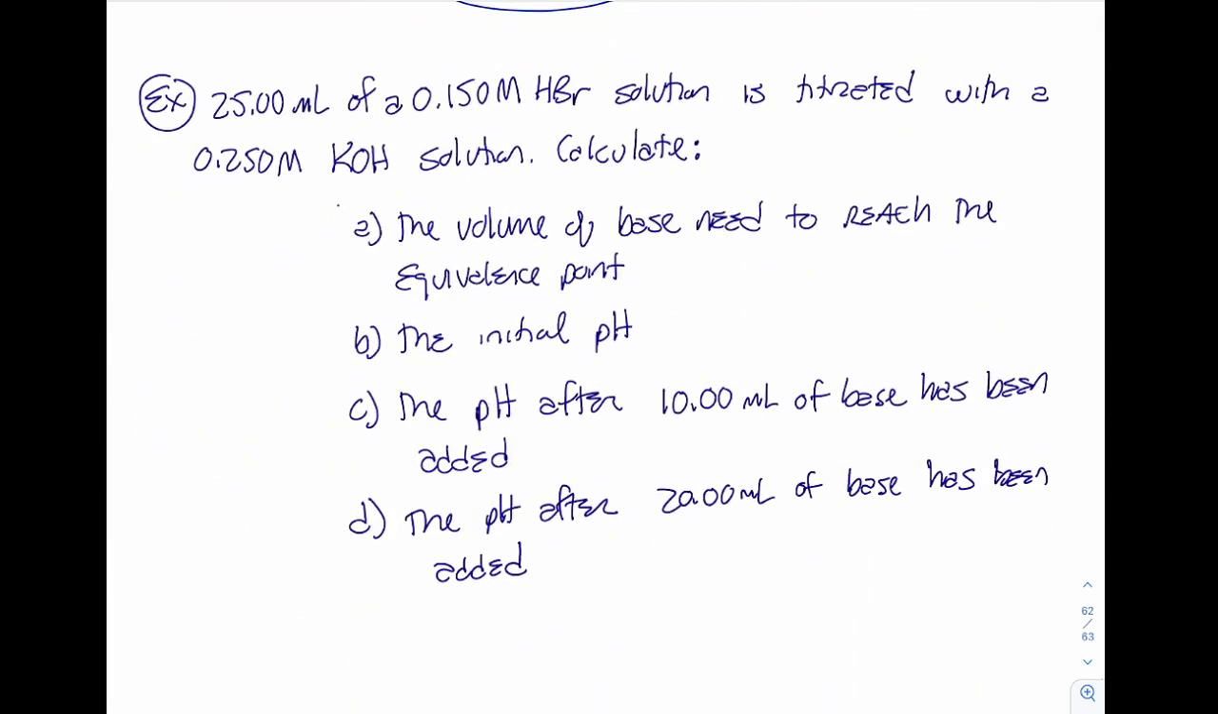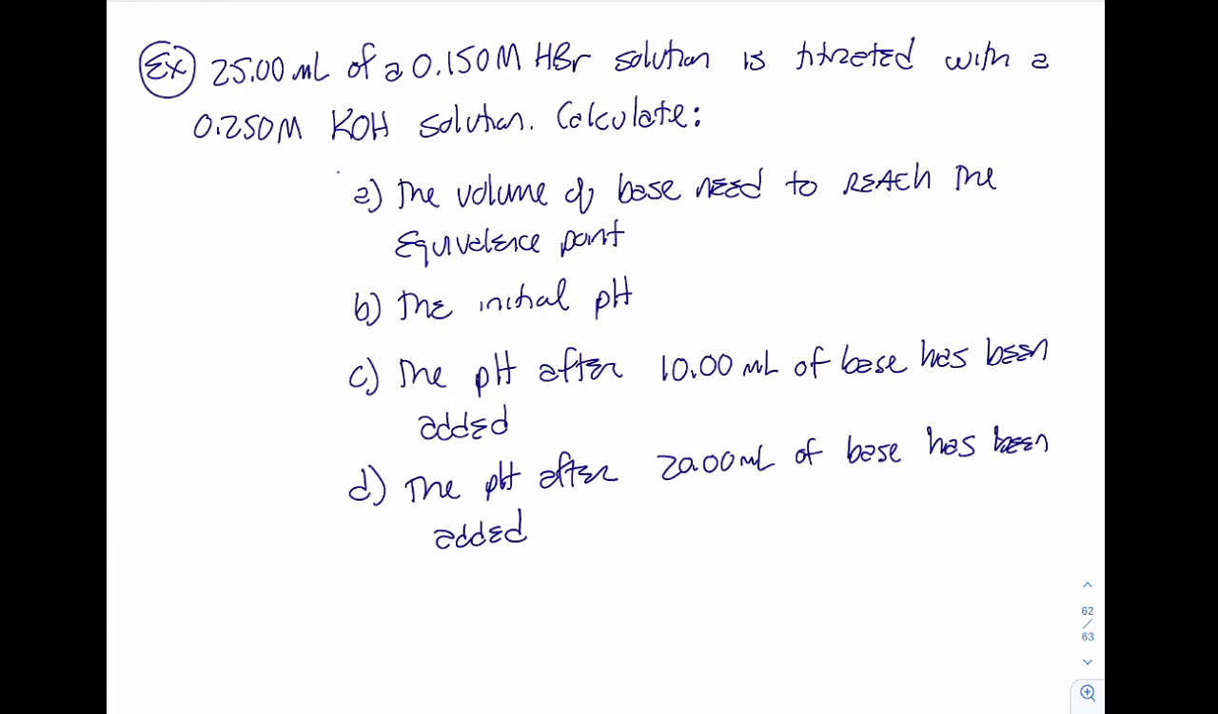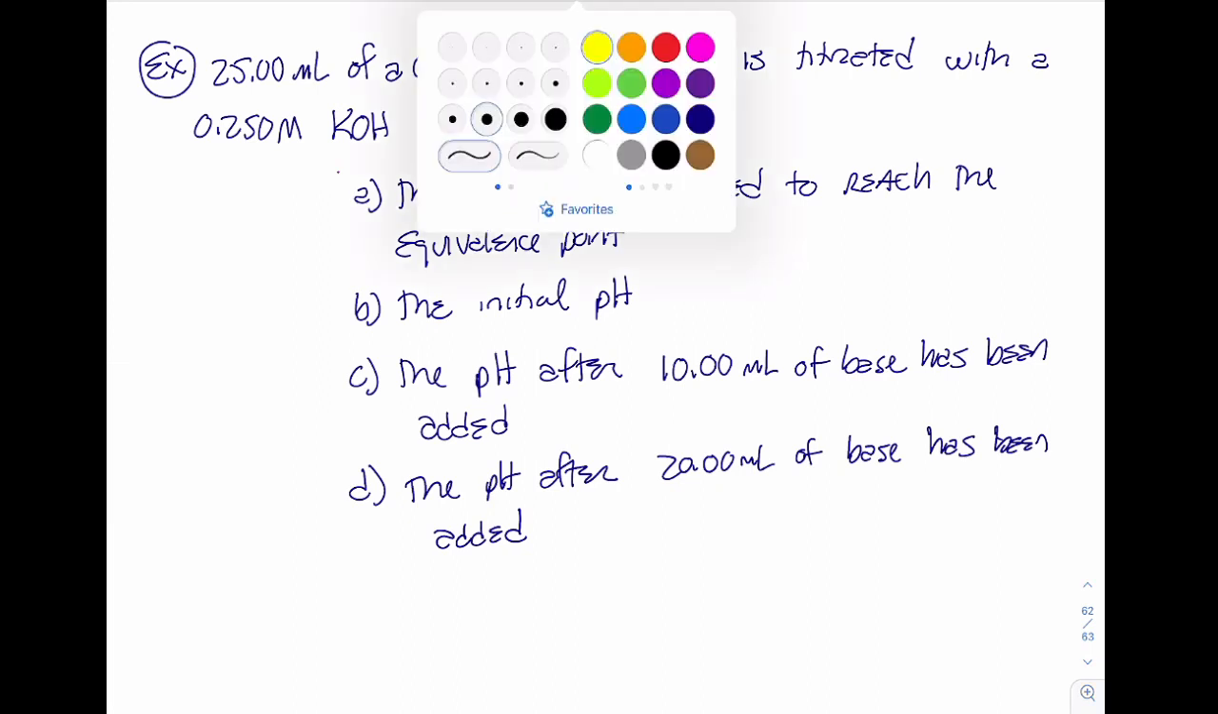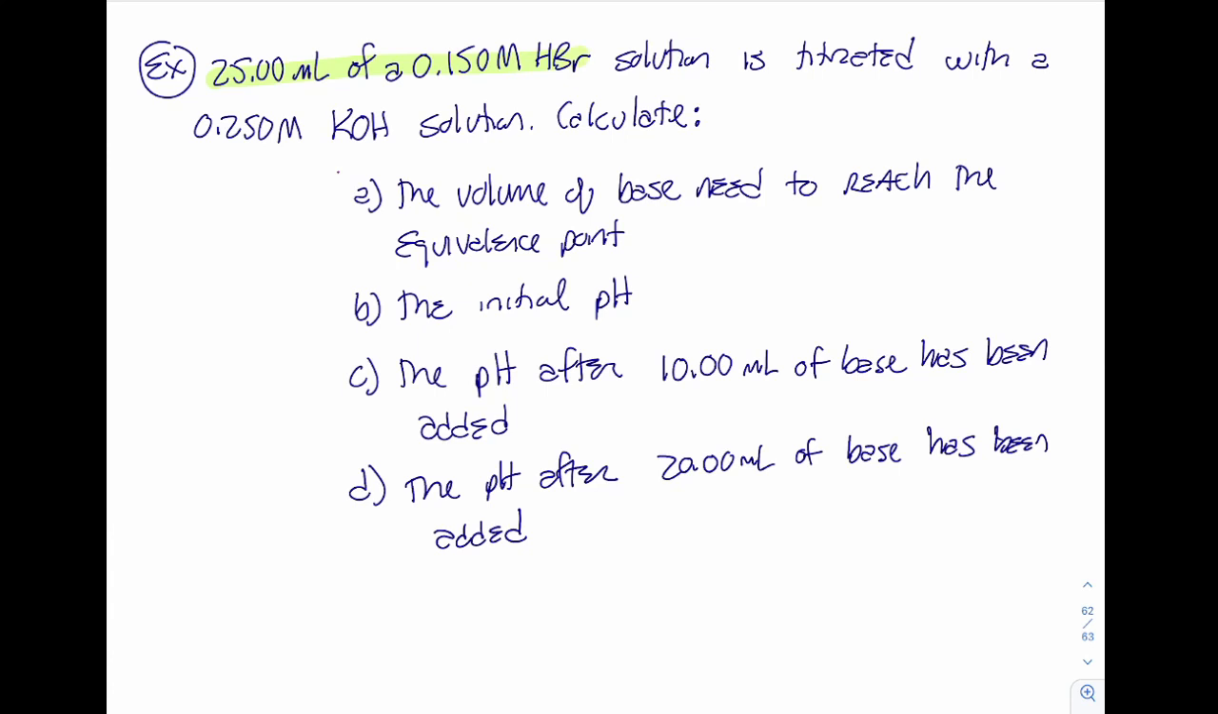I have another example for us. This one I already have written down. So same idea, please hit pause, write the problem down, work through the problem on your own, and then when you're done with that, hit play again so you can check your work. All right, so hopefully you guys did that. So this time I have 25 milliliters of a 0.150 molar hydrobromic acid solution, and we're titrating it with 0.250 potassium hydroxide.